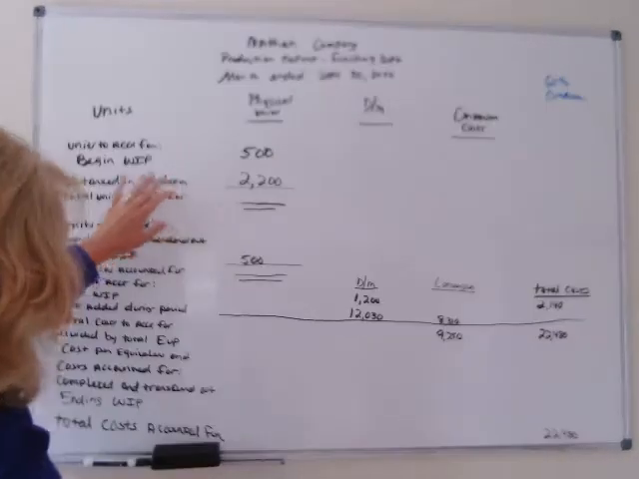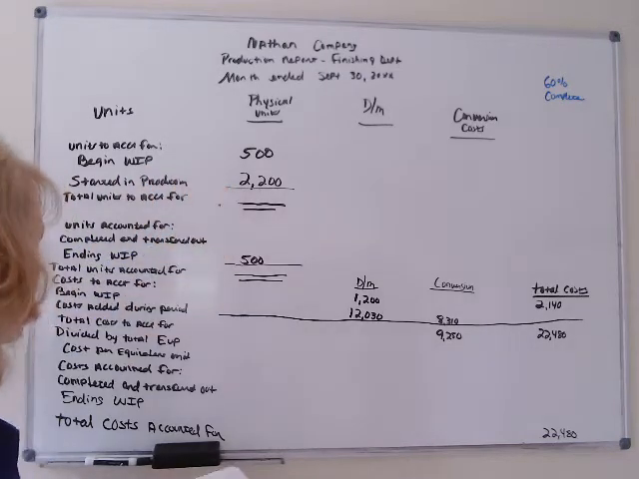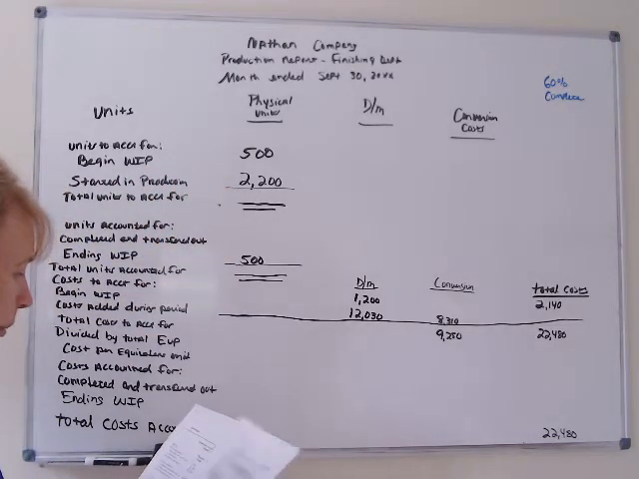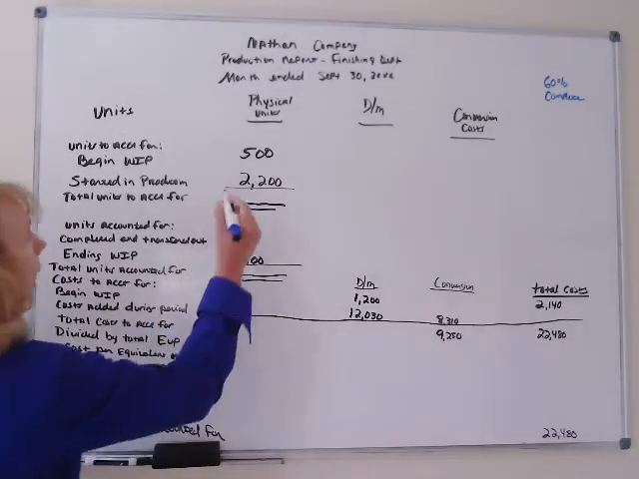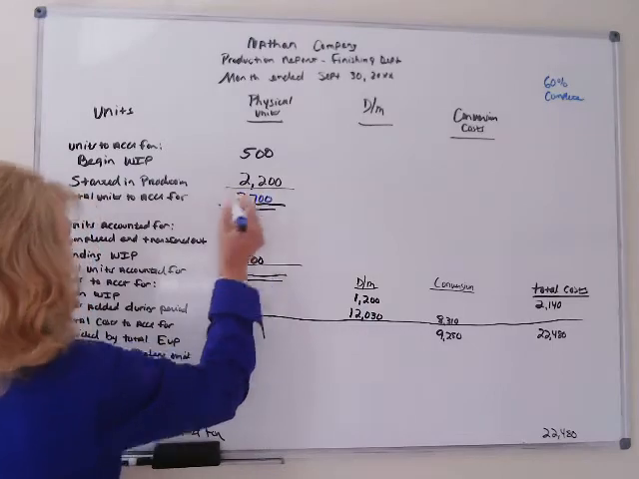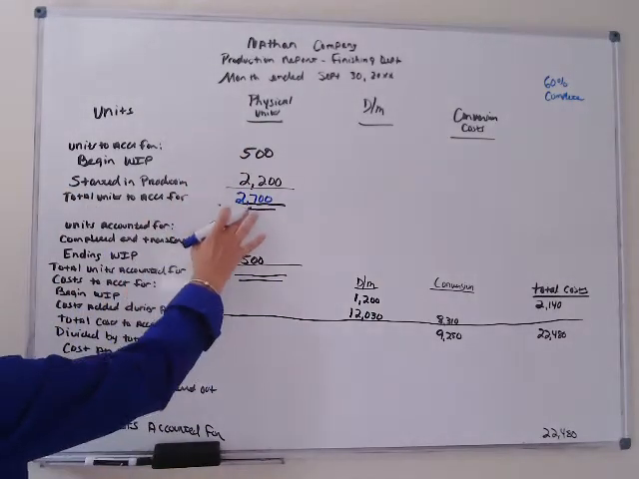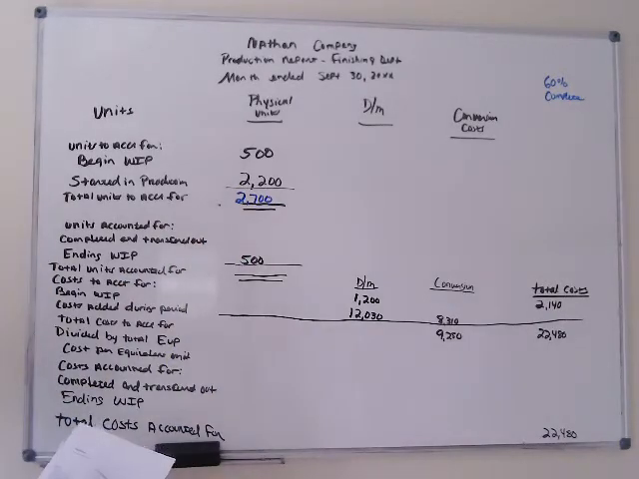Here's what they gave us. They gave us beginning work in process. They gave us started in production. So all we do is simply add these two together, and that equals 2,700. So the first part of our physical units, the total units to account for, is 2,700.